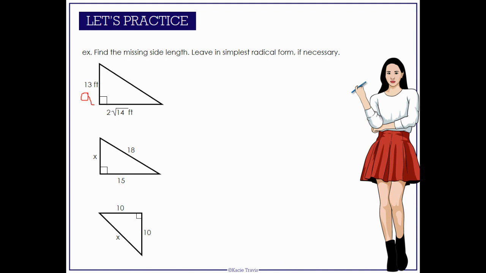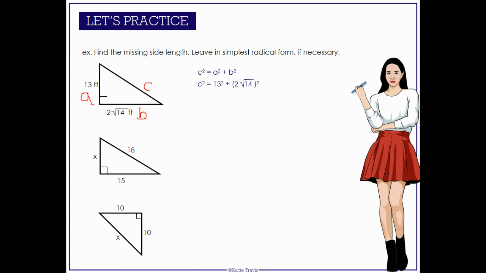We got two legs, A and B. They give us this side up here, C. So let's math it out. We got C squared equals A squared plus B squared. C squared, we don't know what it is, so we're leaving it as C. The other two we can plug in. So we got 13 squared. We got 2 square root of 14 squared.